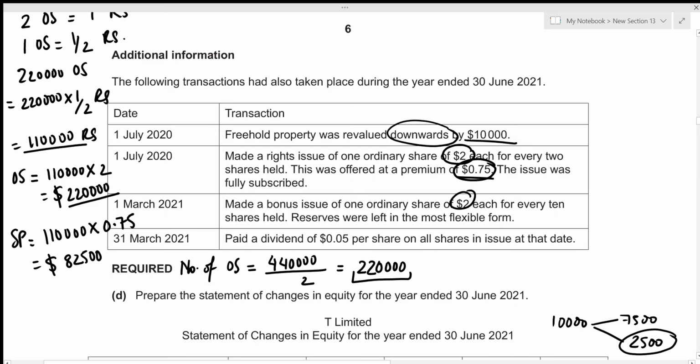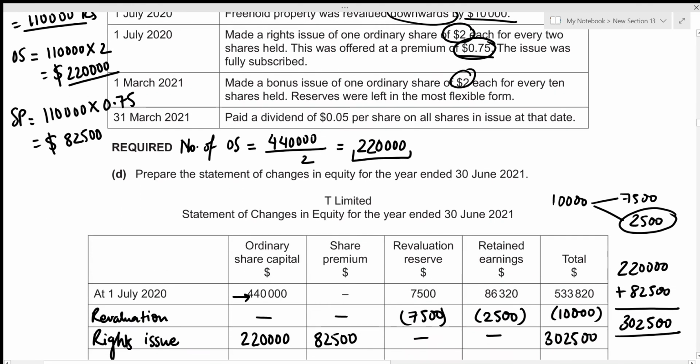And for every 10 shares held, reserves were used. Okay, so what we have is that we issued 1 bonus share for 10 ordinary shares. For 10 ordinary shares, that's 1 bonus share. Then for 1 ordinary share, we issued 1 by 10 bonus shares. Now we need to figure out the total number of shares that we held at that particular date, which means that we need to figure out the total number of shares for these 2 values of the ordinary shares. Let's do that right here.